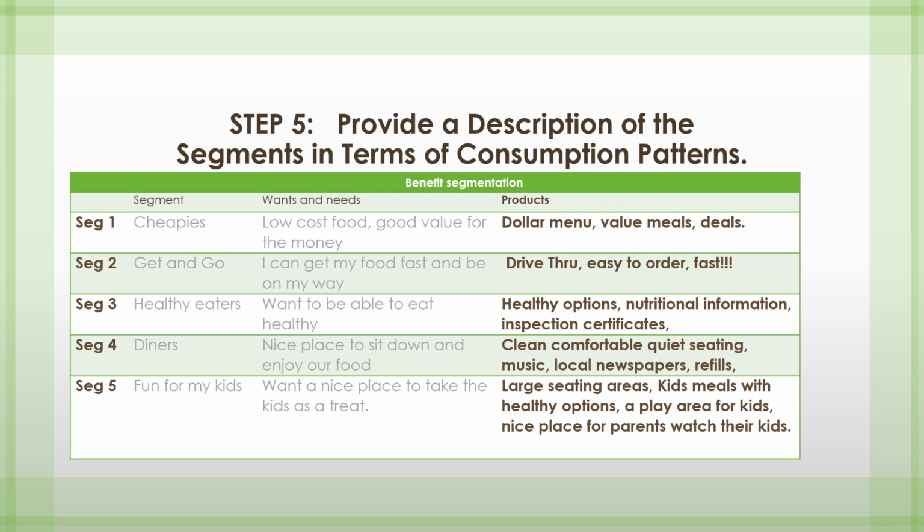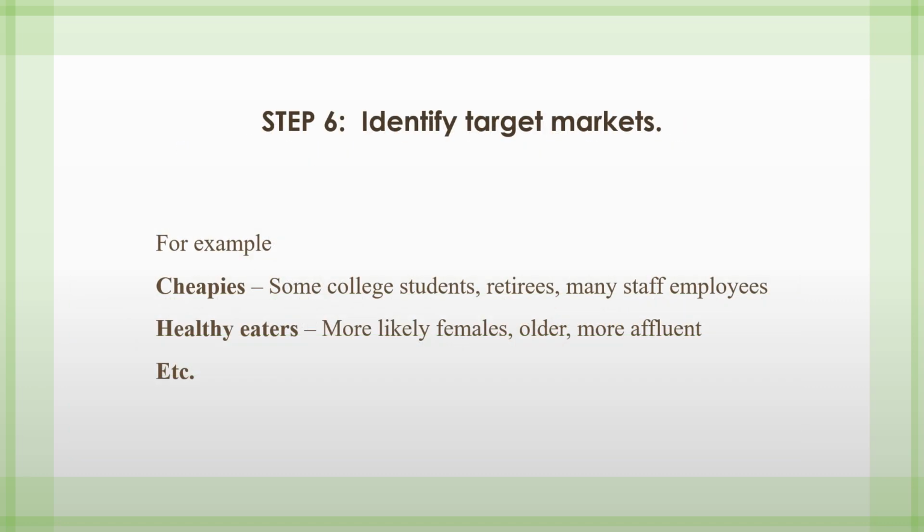I need probably to have kids' meals with healthy options. I probably need a play area for the kids and a nice place for parents to watch where their kids are located. Then I need to identify target markets. For instance, cheapies. Well, cheapies might be some college students, retirees, and maybe staff employees at the university that don't make much money. These are people who are operating on limited budgets, and they are probably interested in the price of the food that they're going to buy.